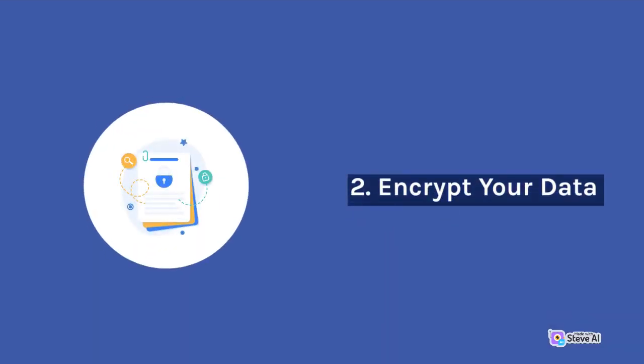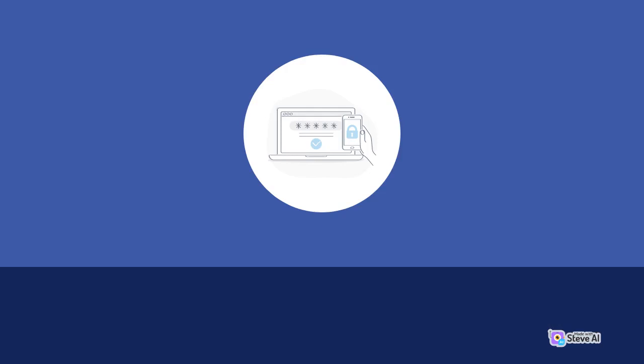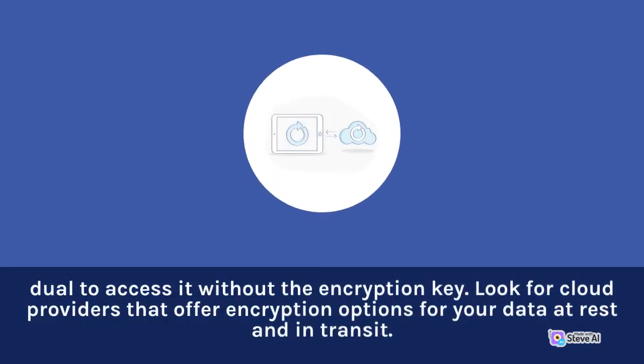2. Encrypt your data. Encrypting your data in transit and at rest is a critical step in ensuring its security. Encryption scrambles data into an unreadable format, making it virtually impossible for an unauthorized individual to access it without the encryption key. Look for cloud providers that offer encryption options for your data at rest and in transit.